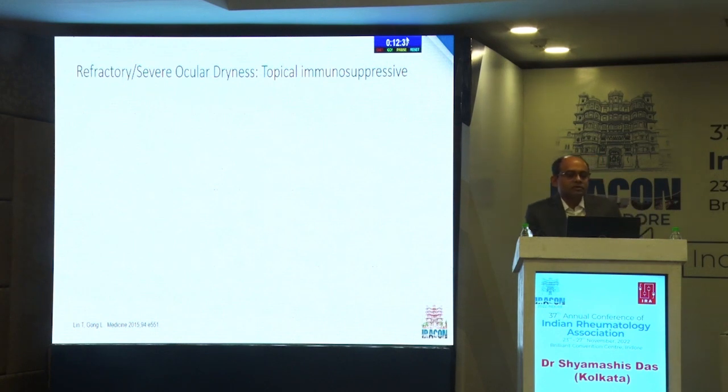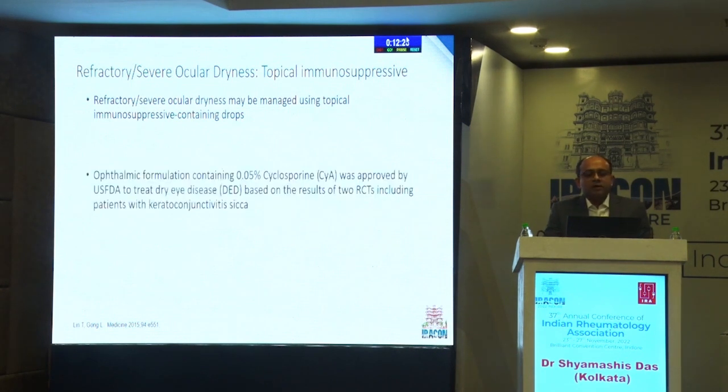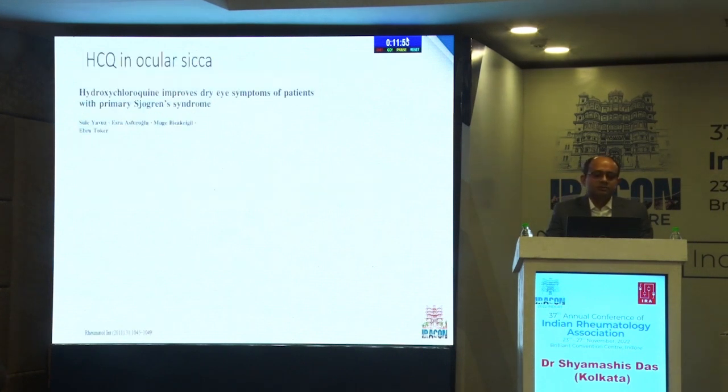First controversy is whether we should use topical immunosuppressives for refractory or severe ocular dryness. It is quite frequently used to treat severe ocular dryness in Sjogren's patients, including glucocorticoid eye drops, cyclosporine eye drops, and tacrolimus eye drops. Ophthalmic preparation of cyclosporine was approved by USFDA to treat dry eye disease based on two RCTs, including patients with keratoconjunctivitis sicca. But there has been no specific RCT carried out in primary Sjogren's patients. So we do not have very strong evidence to support using topical immunosuppressives in Sjogren's patients.